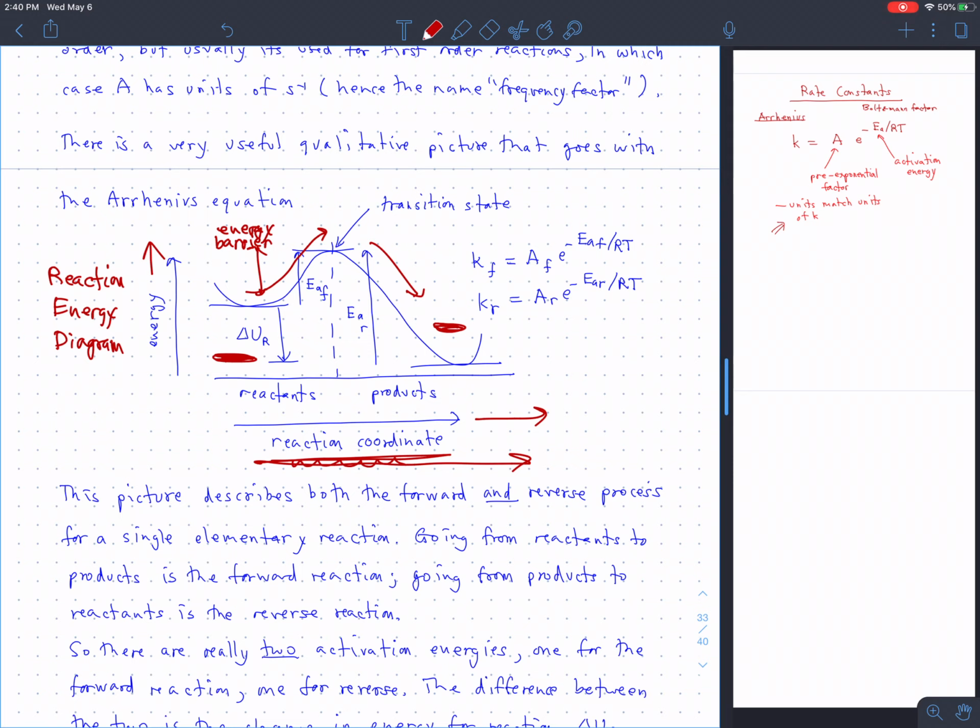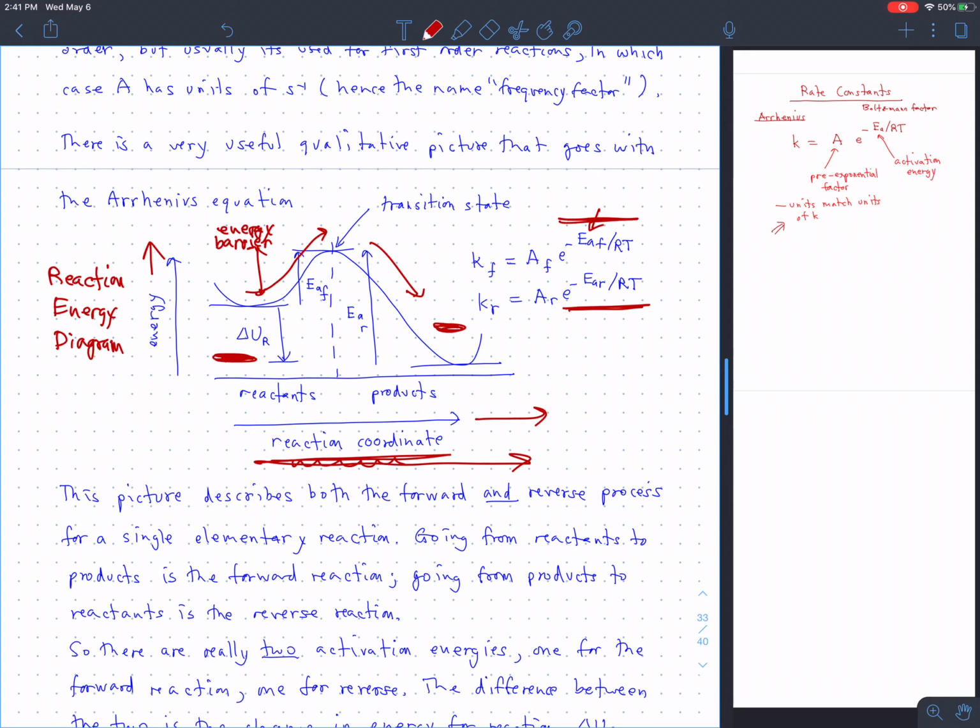The reactants have to have a certain amount of energy in order to get from the reactant side of the diagram to the product side of the diagram and therefore create the products. And that energy barrier, that requirement that a certain amount of energy has to be acquired to break bonds or partially break bonds anyway, is where this exponential factor comes from in the Arrhenius form. That e to the minus EA over RT is a Boltzmann factor, right?